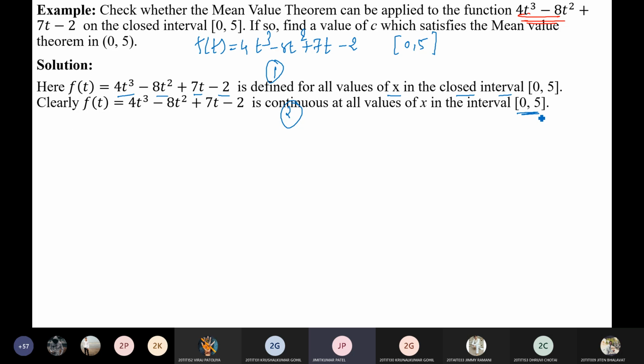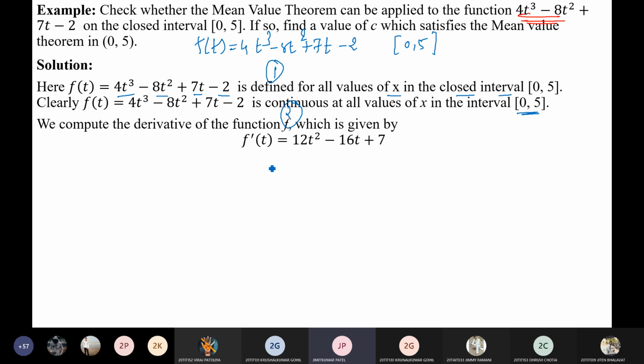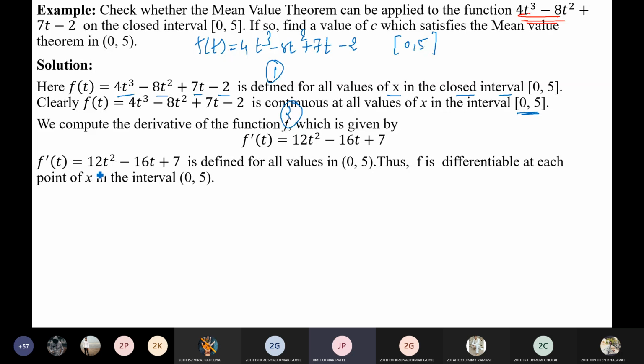So it is also continuous at all values of x in the interval 0 to 5. Now what about the differentiation? We can differentiate also. So what is my differentiation? f dash t is equal to 12t square minus 16t plus 7. So my function is also differentiable between 0 to 5. So I write down here: f dash t is equal to 12t square minus 16t plus 7 is defined for all values in 0 to 5. Thus f is differentiable at each point of x in the interval 0 to 5. Okay, so my third condition is also satisfied.